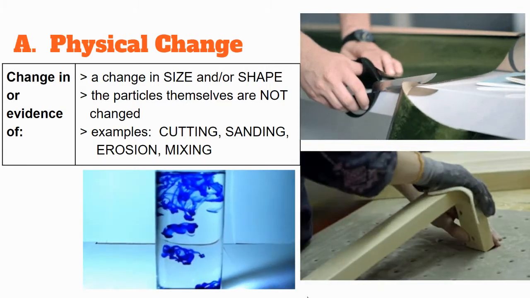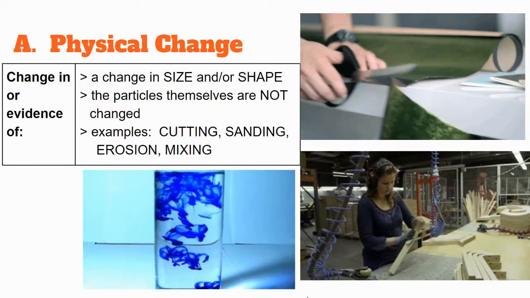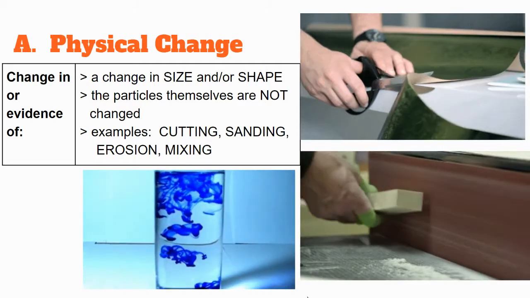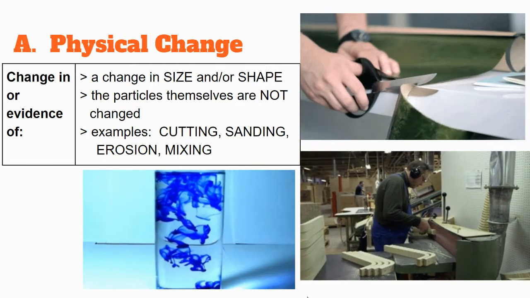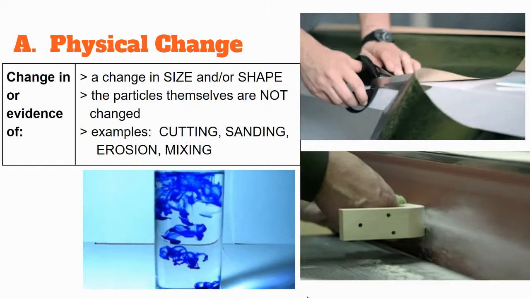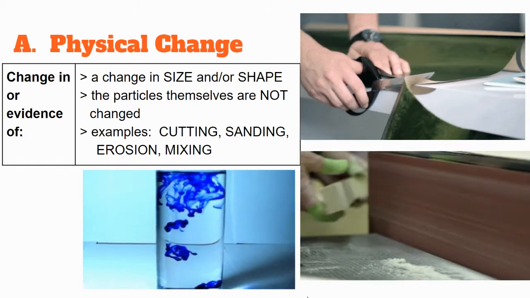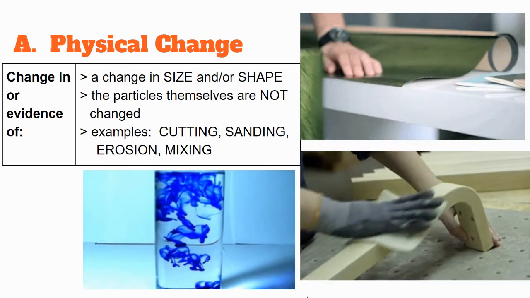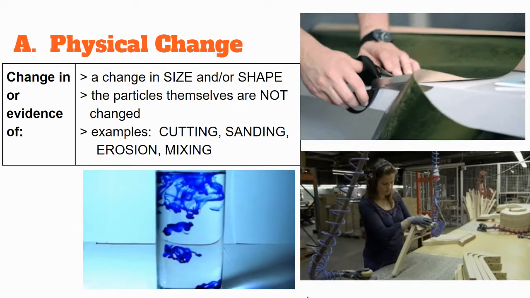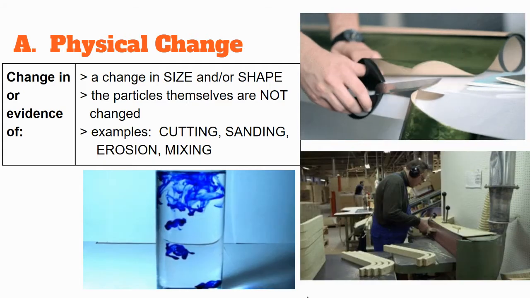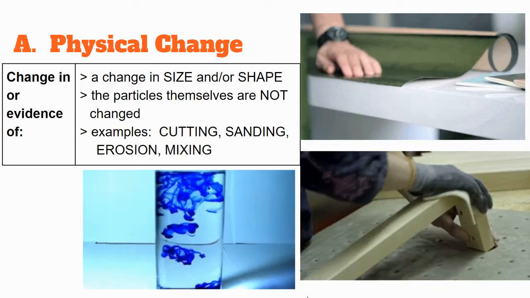Another example would be when we're making a mixture. So we can see some food dye, food coloring going into the water there and starting to mix around. Erosion is another example you can see around you, where that's just a physical change. It's just wearing something away. The particles themselves are not changed. The chemical identity of them is not changed at all. It is the same chemical substance.